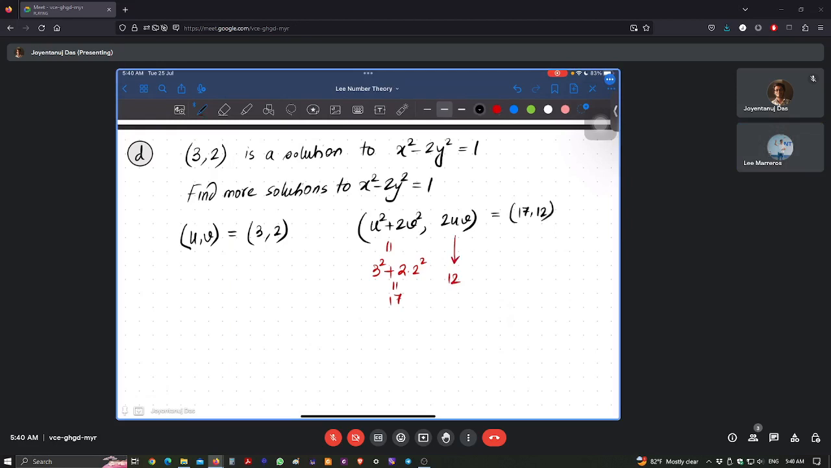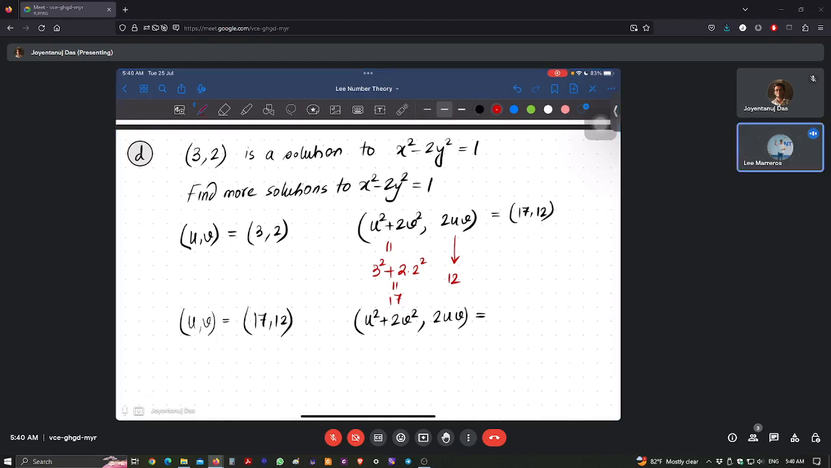Okay. Now again we can use this 17, 12 as our new u, v. And then find our next solution, that is u square plus again 2v square, 2uv. So what will be that? This will be 17 square plus 2 times 12 square, 2 into 17 into 12.